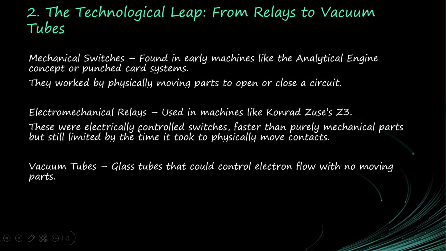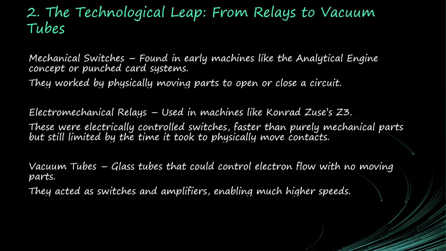So from there, because they wanted to build something better, vacuum tubes were created. So these vacuum tubes are glass tubes that could control electron flow with no moving parts. Do you understand? With the vacuum tubes now, there was no need for any physical moving parts. They act as switches and amplifiers, enabling much higher speeds.